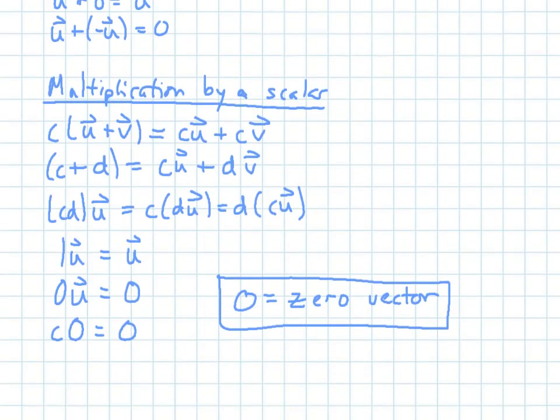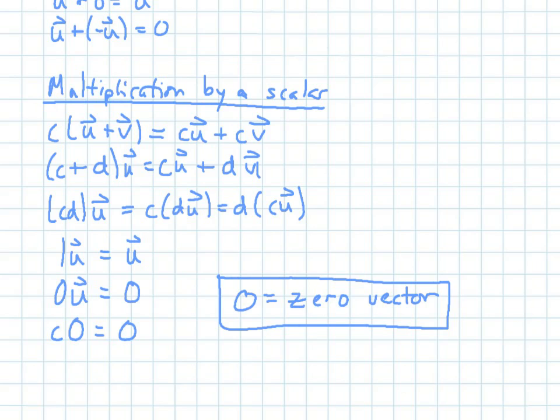Multiplication of a scalar. So the distributive property works as well. If I multiply a scalar to the addition of two vectors, then I can distribute the scalar to both. If I have an addition of two scalars and I'm multiplying that by a vector, then that also works as well. But then I'm distributing the vector instead of the scalar, so then you get c times the vector of u plus d times the vector of u.